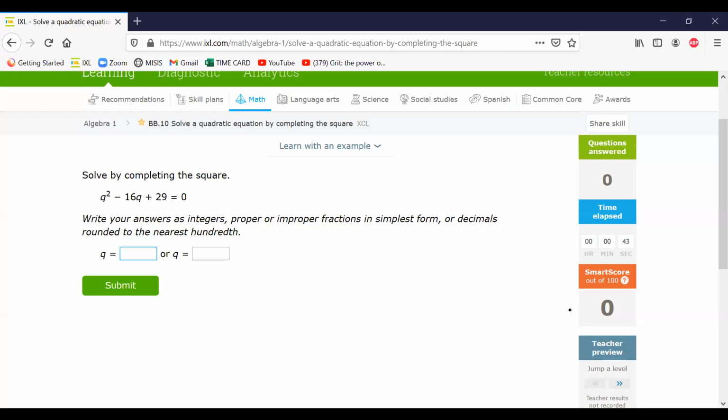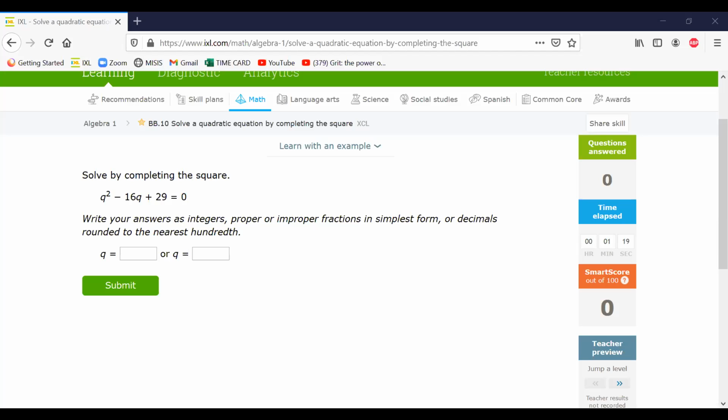Okay, so for this first problem, we see q squared minus 16q plus 29 is equal to 0. They ask us to complete the square for this problem, and that's it. Write your answer in integers, proper fractions, improper fractions, simplest form, or decimals rounded to the nearest hundredths. Okay, that's the problem that we're going to work on.